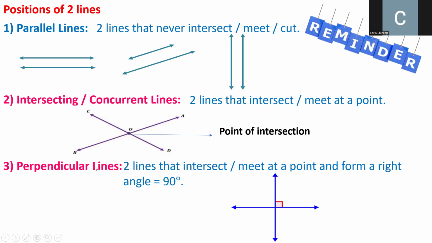Number 3, we talked about perpendicular lines. Perpendicular lines are the lines that intersect or meet at a point, but they form between them a right angle, which is equal to 90 degrees. So suppose this line is called L, this line is called D, so I will say D is perpendicular to L. And always don't forget, to draw a perpendicular line to another line, we use the set square.